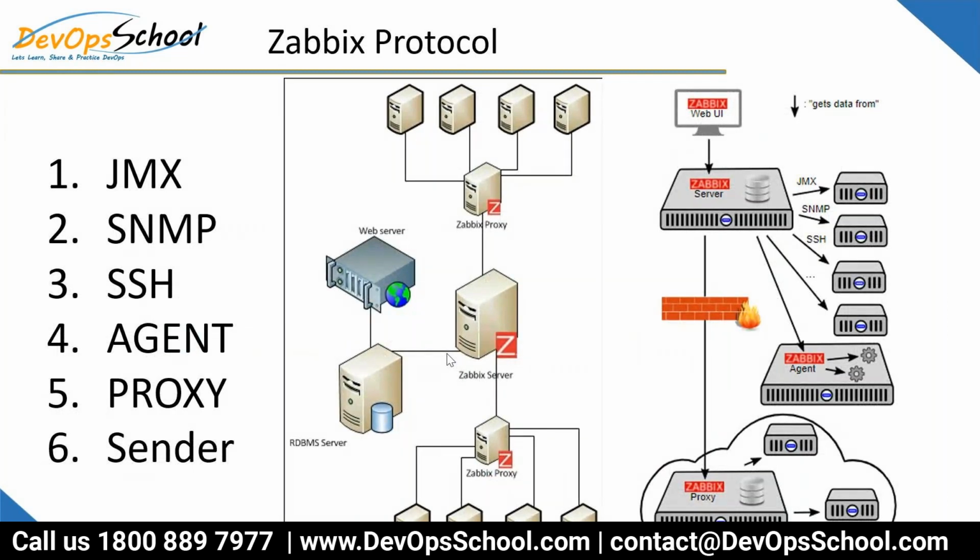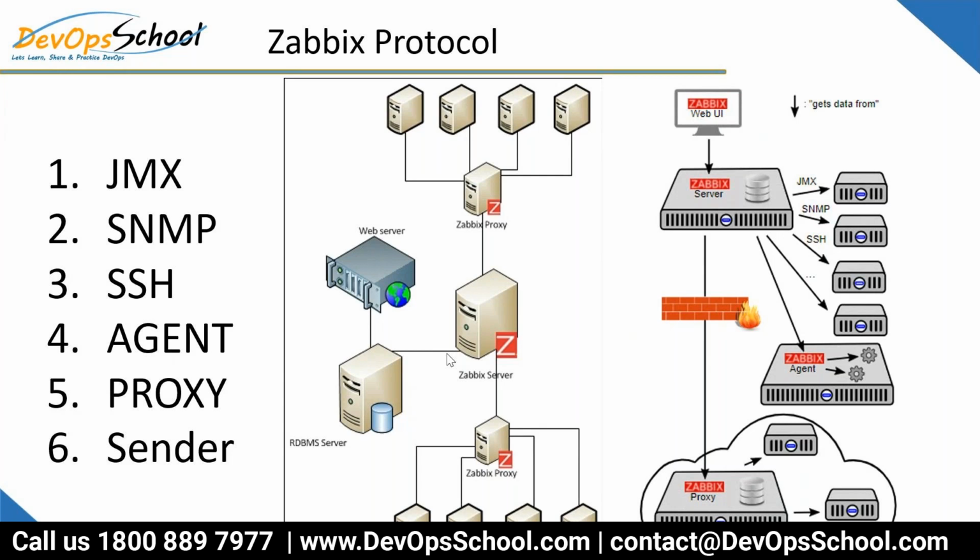So now the question is how does Zabbix connect to different devices. This is a very important slide. Here these are the protocols supported by the Zabbix server. One of the supported protocols is JMX. So all the Java component data you want, for example WebSphere, Tomcat and all, you get it from JMX.